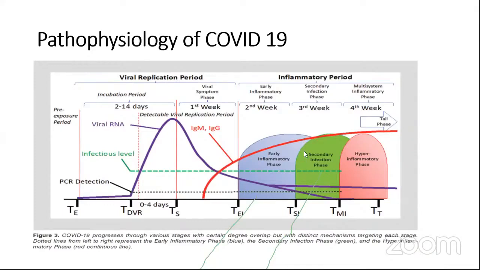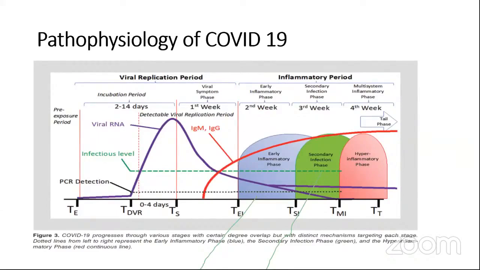So by this time you can understand the patient has had the viral infection going on for more than 2 weeks. So immunocompromised. On top of that, during this early inflammatory phase, we may have started the patient on immunomodulatory drugs, further compromising the patient's immunity.